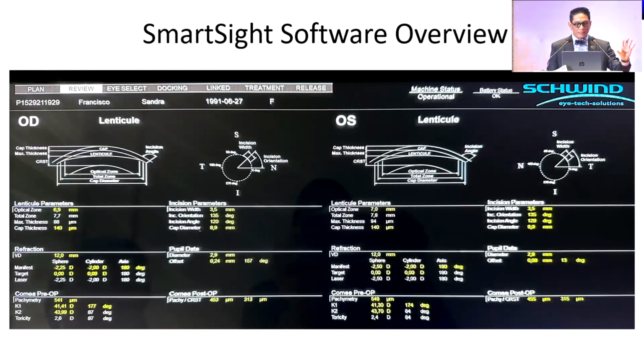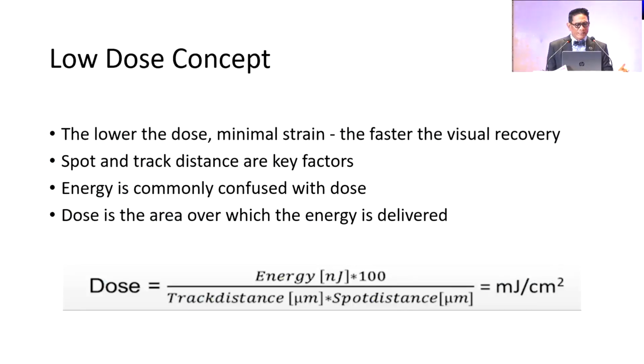As you can see, it's complete. The right and the left, it has the lenticular parameters, the refraction, the corneal pre-op, incision parameters, pupil data, and even the cornea post-op. So why the low dose concept?